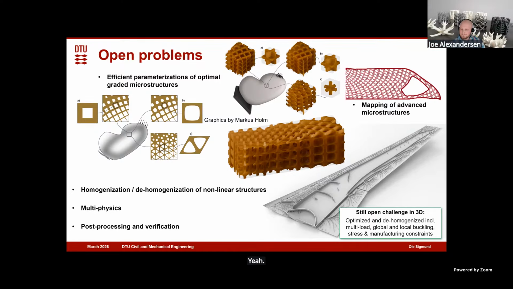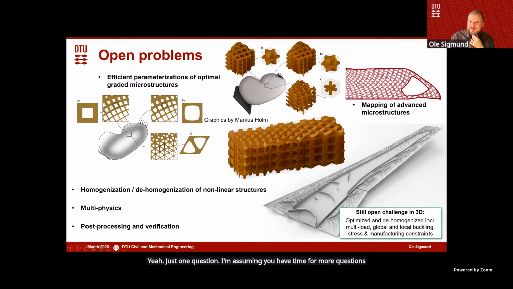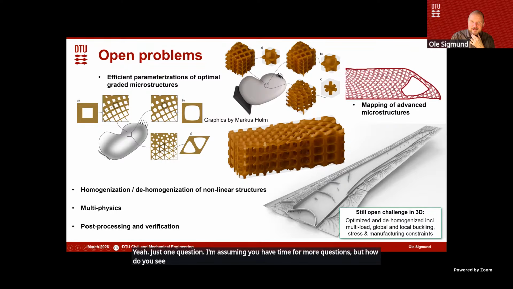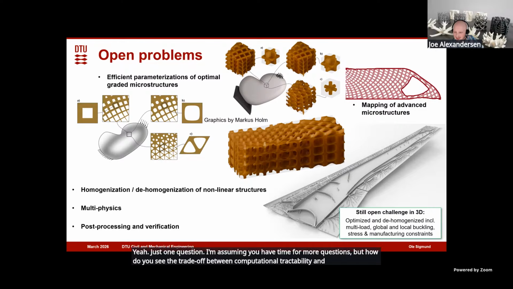Just one question. I'm assuming you have time for more questions. How do you see the trade-off between computational tractability and physical accuracy when moving beyond periodic homogenization towards more realistic microstructures?